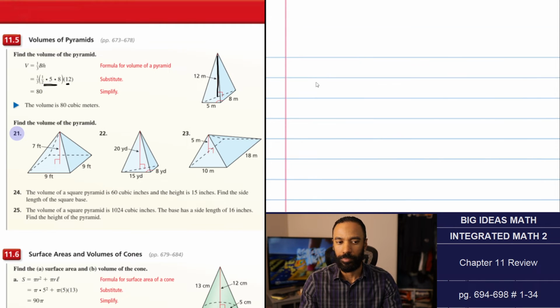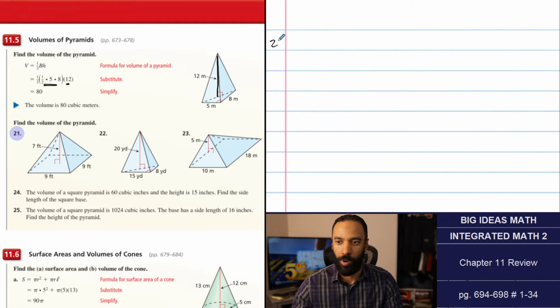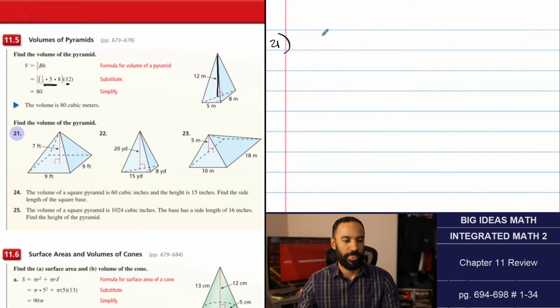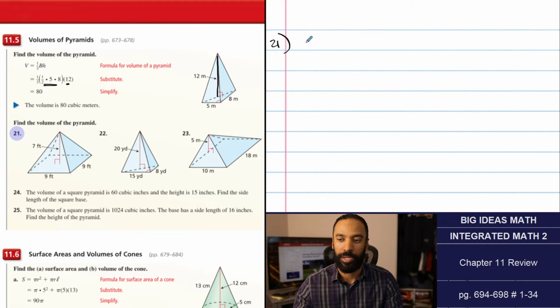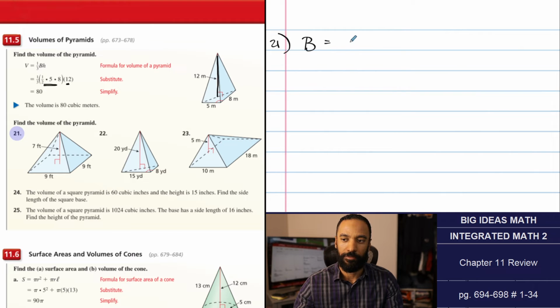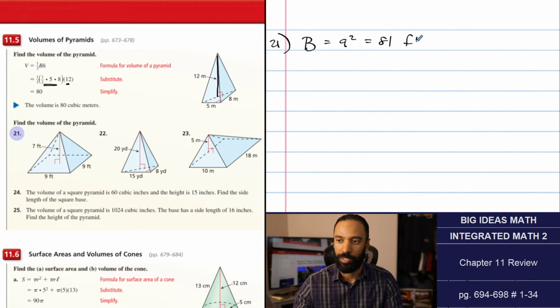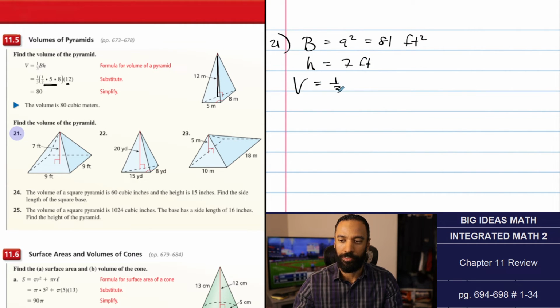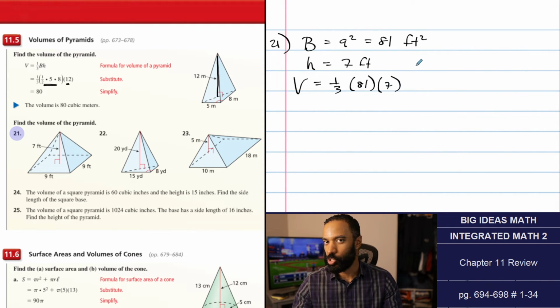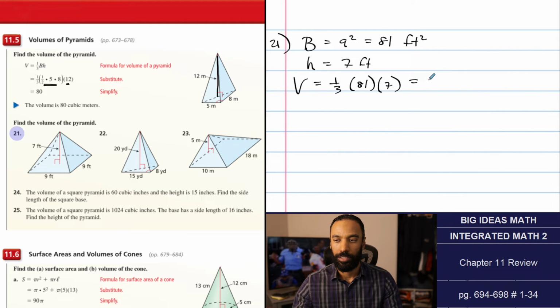So on number 21, as we start to do examples, let's find this guy. It's a square pyramid. So the volume is 1/3 area of base times height. Area of this base, we got a square 9. We get 81 square feet. That height is 7 feet, and so the volume is going to be 1/3 of those two multiplied. 81 times 7. A third of 81 is 27. 27 times 7 is 189.